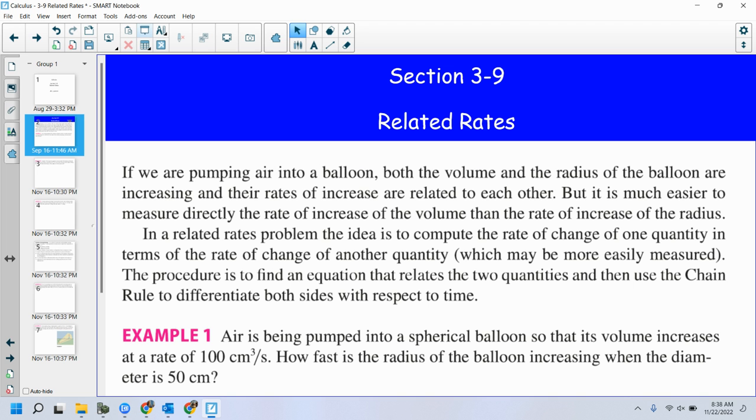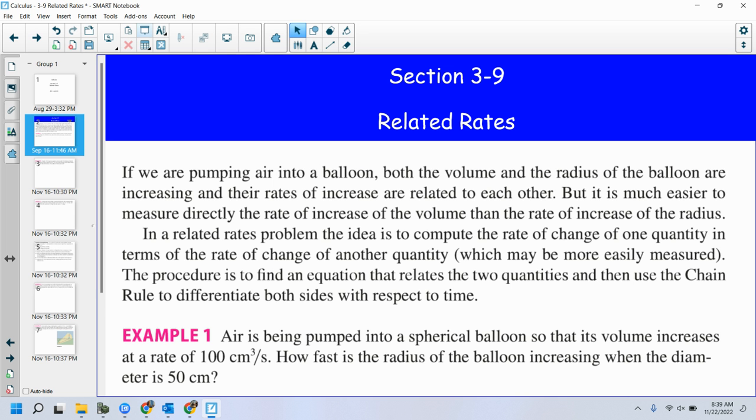So it's easy to calculate the rate of change of the volume, but not necessarily the rate of change of the radius. In a related rates problem, the idea is to compute the rate of change of one quantity in terms of the rate of change of another quantity. If two rates are related to one another, they're not necessarily changing at the exact same amount, but those rates are linked. We can calculate the rate of change of one quantity as it compares to the rate of change of another quantity because they are linked together.